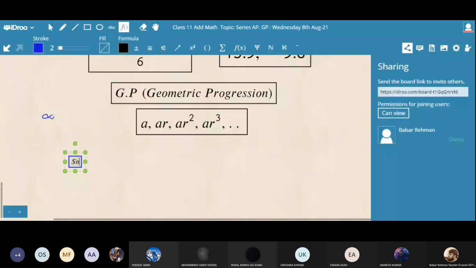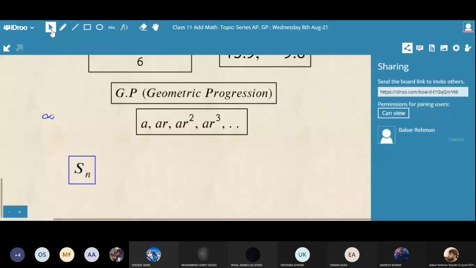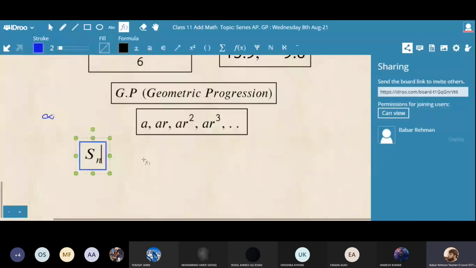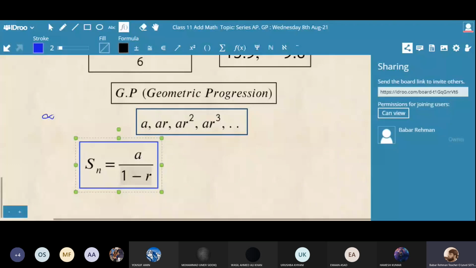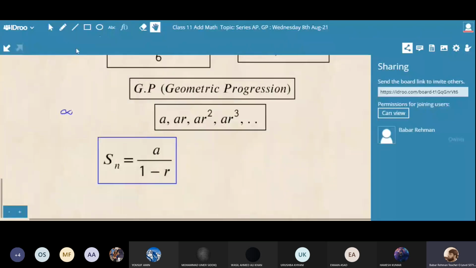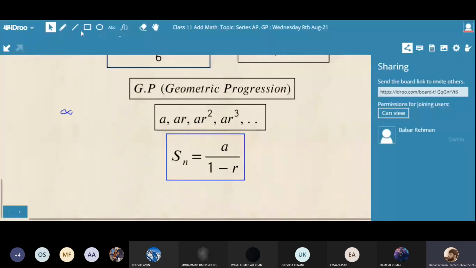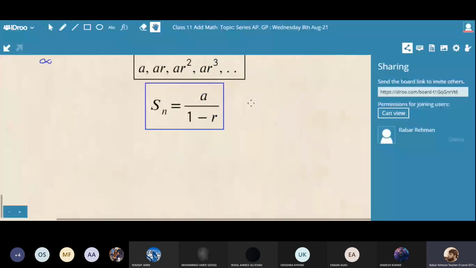Sum. The sum to infinity formula is A upon 1 minus R. A upon 1 minus R. Use this formula. Write this formula in your copy. Okay, now I am giving you one question. This is the sum to infinity formula. Okay. Now, I am writing one question.